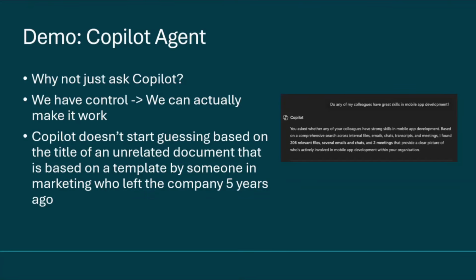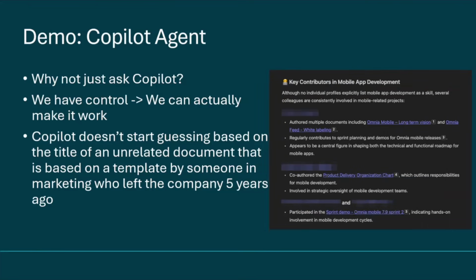In this particular case, Copilot went around and started guessing what could be relevant for this prompt. It could be the title of a document based on some template somebody created a couple of years ago, because that's how Copilot works sometimes. So this was the result: key contributors in mobile app development. It gave me 3 interesting results.